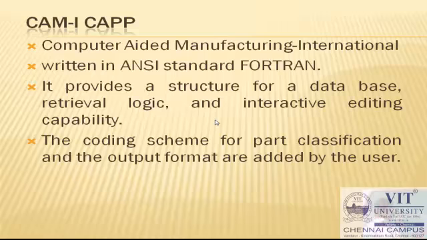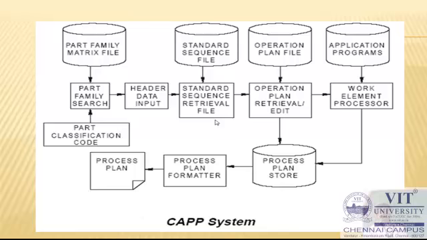By using this, we can do coding, and also part classification, that is, the classification and coding system is done. According to that coding system, the process planning is obtained. Based on the coding system, we have some database. By using that database, for a particular component coded in a particular part family, the standard process plan for that part family can be easily generated. So this is the process planning system followed by the CAPP system.